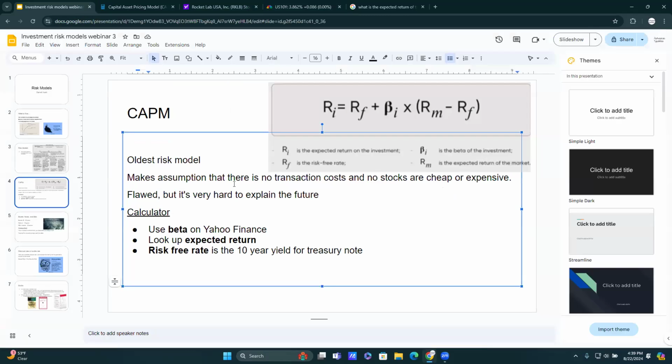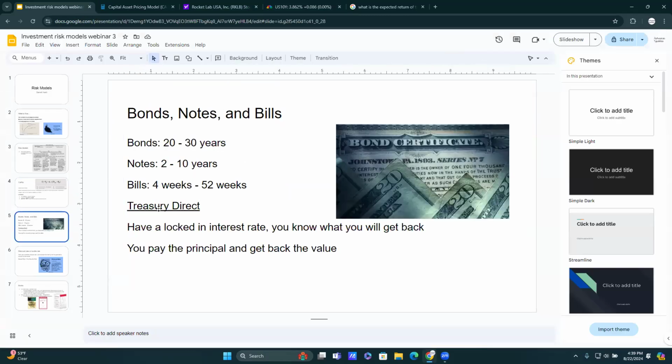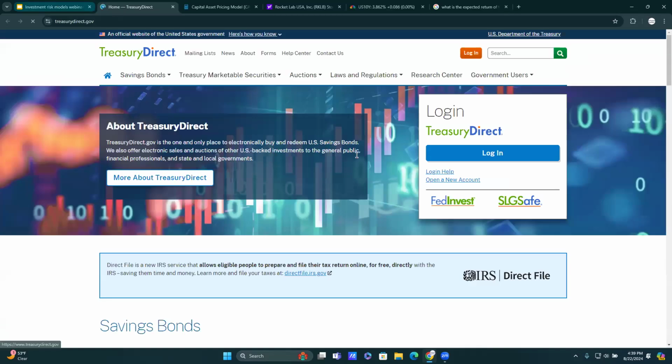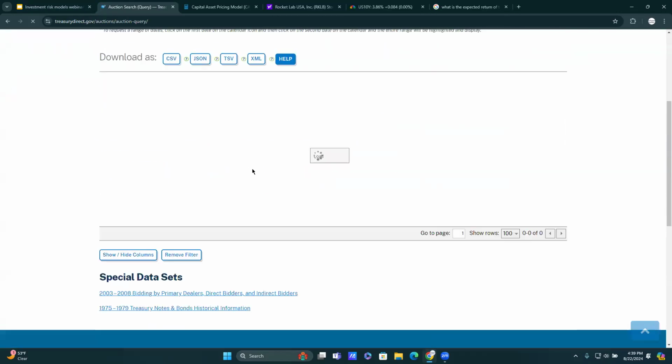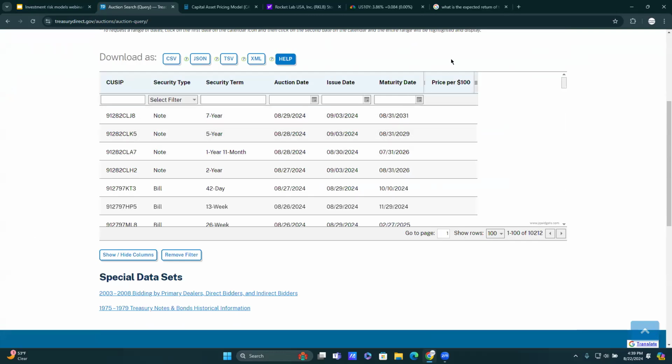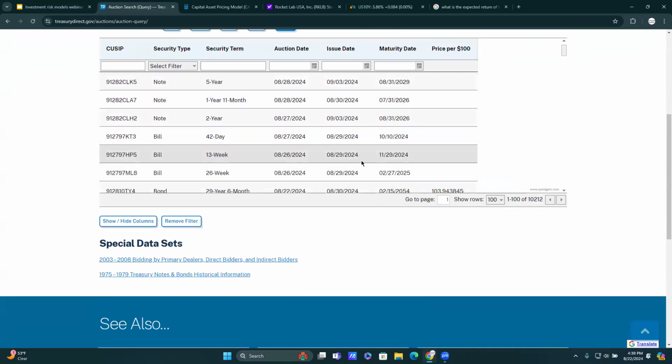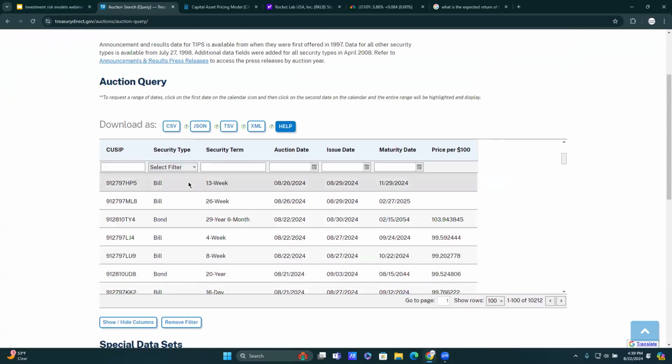So what I really mean by that is, let's go into the Treasury Direct. The Treasury Direct is where you can buy bonds. Anyone can buy bonds through the Treasury Direct. You just have to be 18. Now, like I was talking about before, that principal value and what your expected return is.